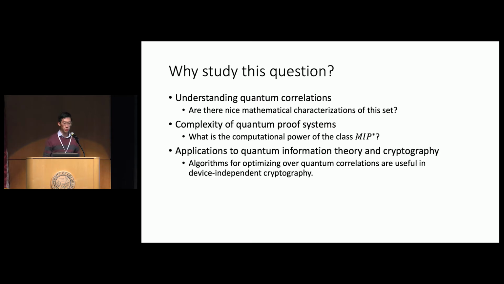There are applications to quantum information theory and cryptography. Oftentimes people would like to code up algorithms to try to optimize over the set of quantum correlations. And in general, we don't have algorithms to do this very well. Oftentimes we just write down an SDP or a hierarchy of SDPs and hope it works.